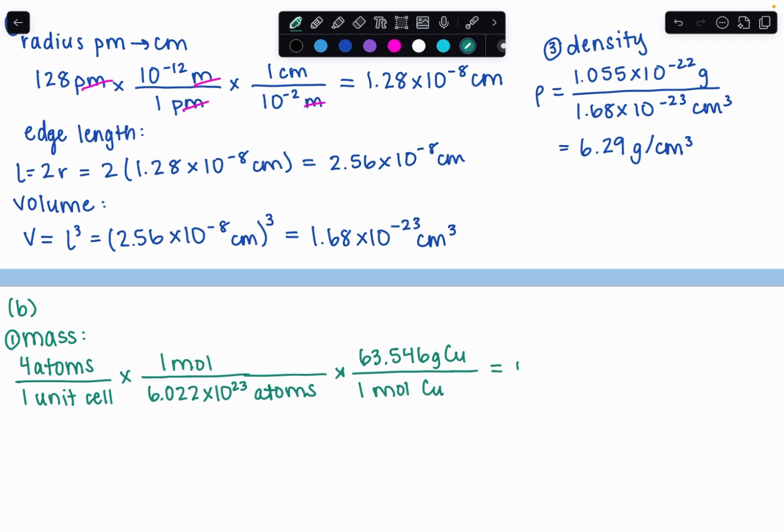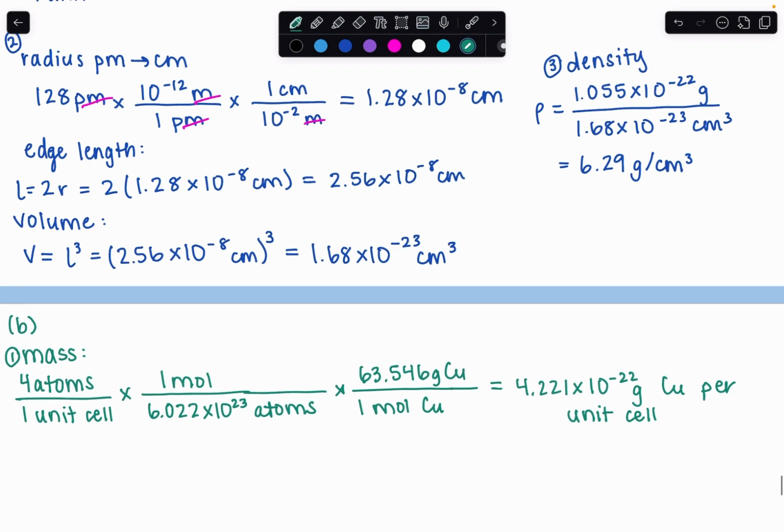And this is 4.221 times 10 to the negative 22nd grams of copper per unit cell when the unit cell is face-centered. Okay, so that's the mass for the face-centered unit cell. Now we need to find the volume.